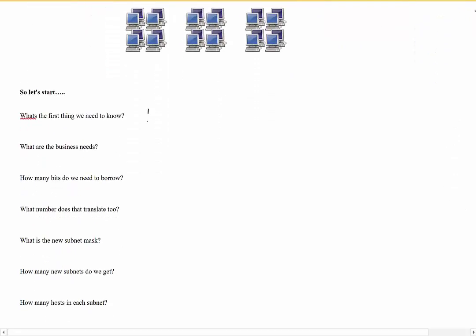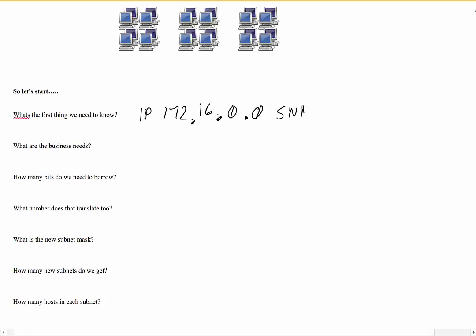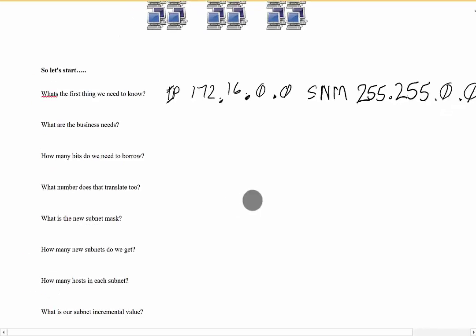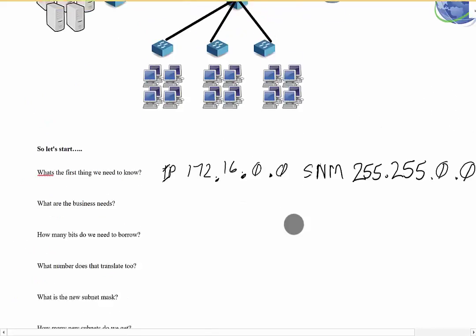All right, so the IP address is 172.16.0.0. Sorry, it's a bit sloppy there, but I'm working off of a Surface. All right, and then the subnet mask is 255.255.0.0. All right, the next thing we need to know is what are the business needs.